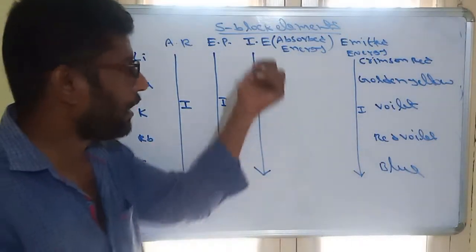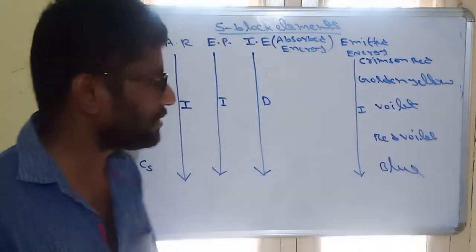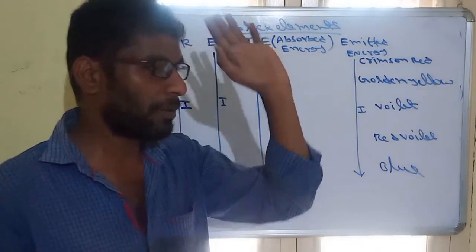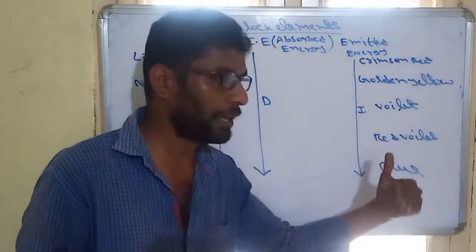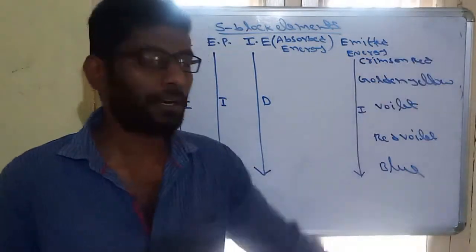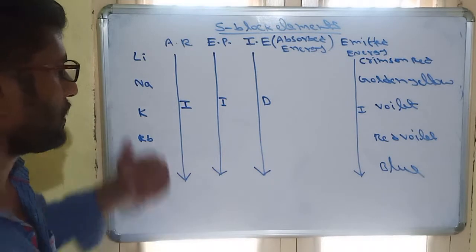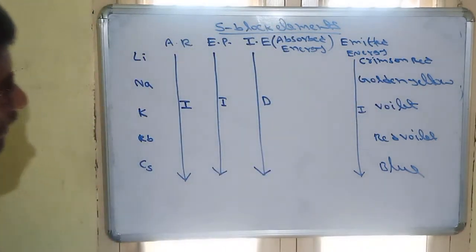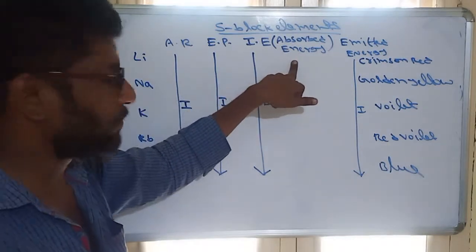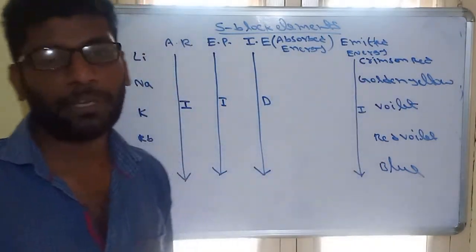Why? Because ionization energy is decreasing, so emitted energy increases. Lithium emits low energy, whereas cesium emits high energy. Blue color has high energy, whereas red color has low energy. So these are some important physical properties: atomic radius, electropositivity, ionization energy. Ionization energy is called absorbed energy. Absorbed energy decreases top to bottom, then emitted energy increases top to bottom.